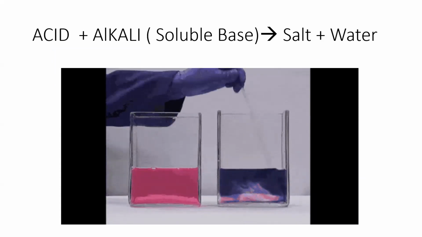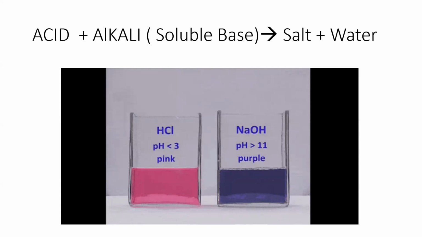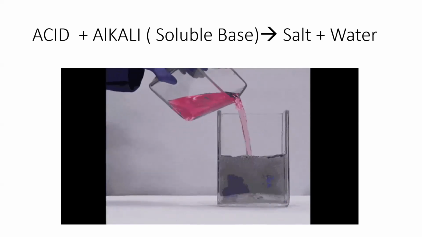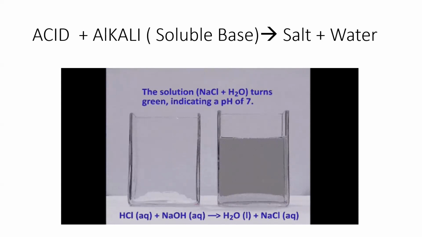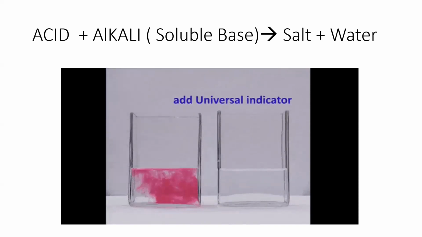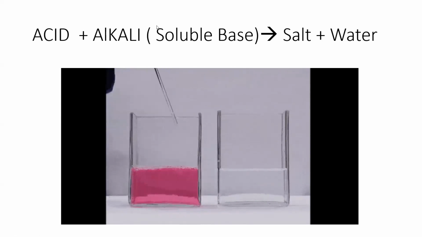So we have to mix the two solutions with each other. If you mix two solutions, how will we know whether the reaction is complete, whether the acid has completely reacted with the base? We cannot identify it easily. So for that purpose, we have to use an indicator, because both are colorless solutions. To react them with each other, first we will use an indicator.